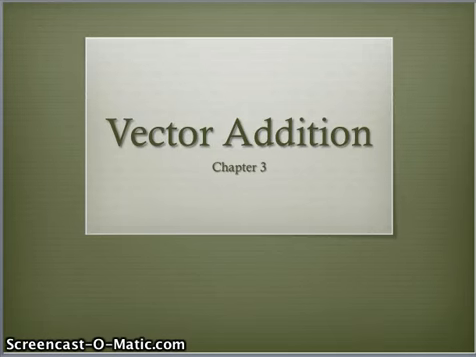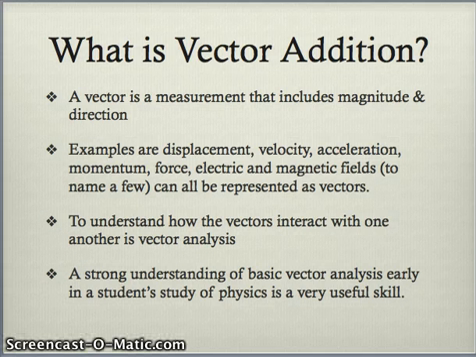Okay, so this is chapter 3.1 through 3.3 on vector addition. This will be the first part. So first thing is, what exactly is a vector addition? Remember that a vector is a measurement that includes both a magnitude and a direction. First of all, you need to know what magnitude is. We went over it in class on Monday, where we defined what magnitude is, and we know what direction is.